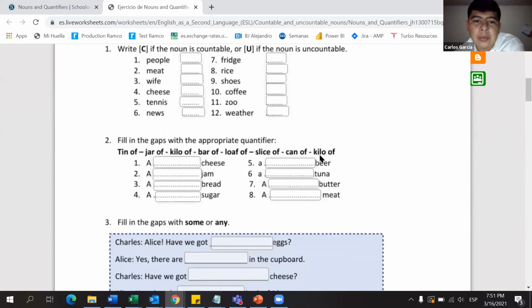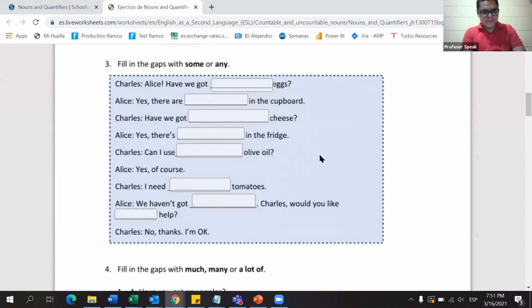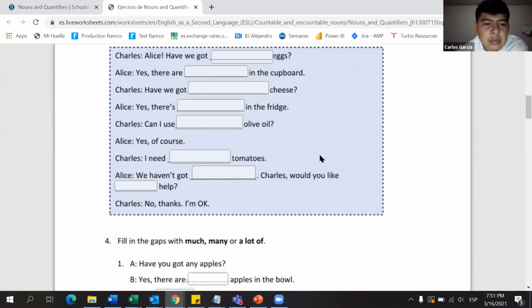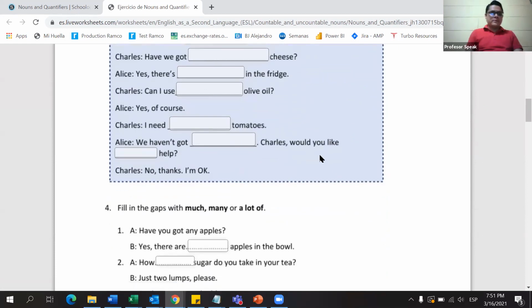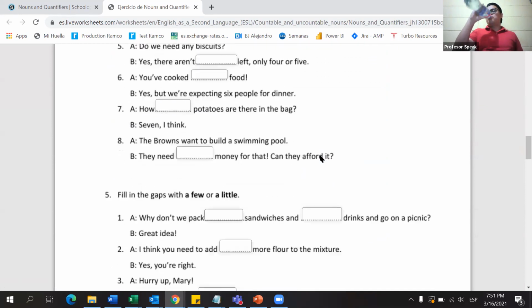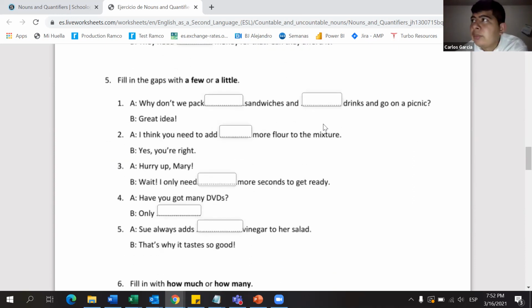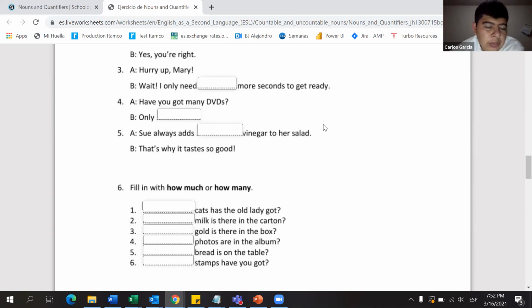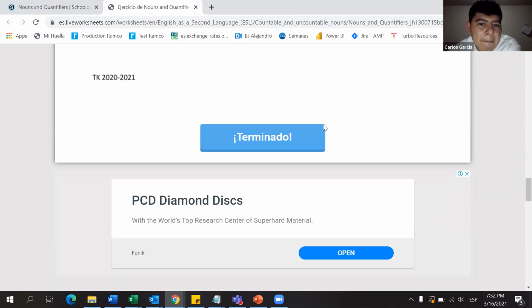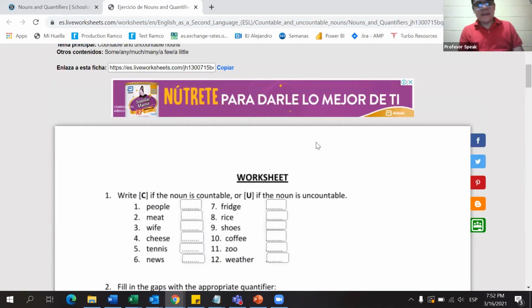Thing of, jar of, kilo of, bar of, lot of, slice of, can of, kilo of. The third instruction is fill in the gaps with some or any. The fourth, fill in the gap with much, many, or a lot of. The fifth, fill in the gap with a few or a little. The sixth, fill in with how much or how many, and just that. Okay, that's all. So, did you share the link?